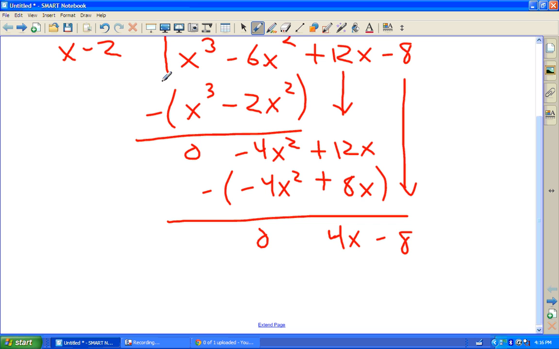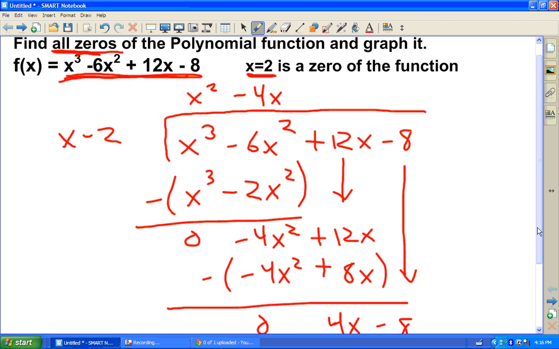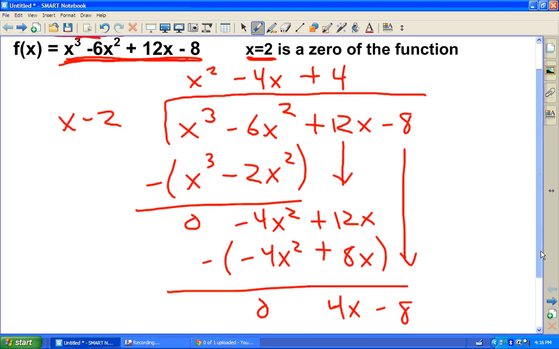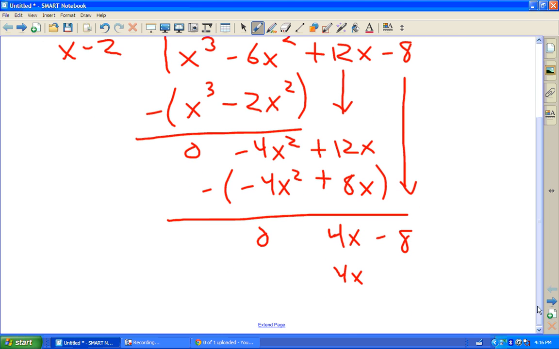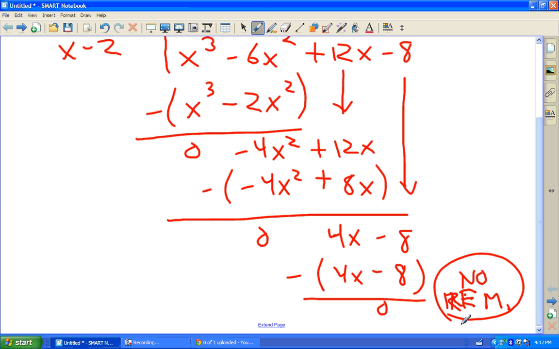And what I get here is I've got my x. The only way it's going to get a 4x down here is if I multiply by x up top. So that's going to be, I'm sorry, I said x, I meant plus 4. Okay, so now 4 times x minus 2 will be a 4x minus 8. Oh, and that works out perfectly. When I subtract this, once again, I get no remainder. No remainder is what that's trying to say.